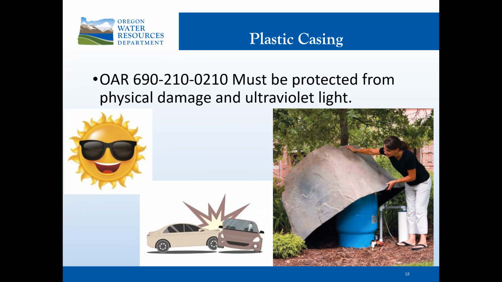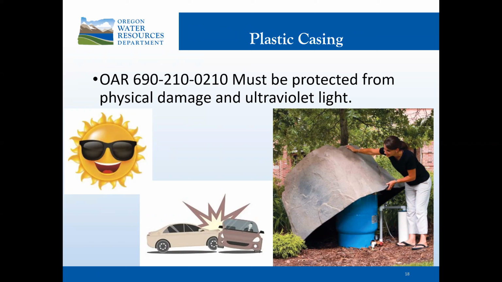This can be done in two manners. One is if you want to use well casing as that protection for physical damage and ultraviolet light. And the requirements of using steel casing are that it's a minimum of 2 inches larger in diameter than the PVC casing used, and that casing shall extend at least 6 inches above the top of the plastic well casing and shall be sealed at least 4 feet into the ground within the annular seal.